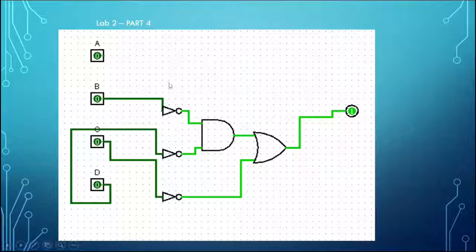All right, so this is the implementation of that simplified circuit. So you've got NOT inverters here because everything was not B and not D, or not C. So we've got an AND gate here to do not B and not D, and then an OR gate here to do OR not C. And that'll give you your output.